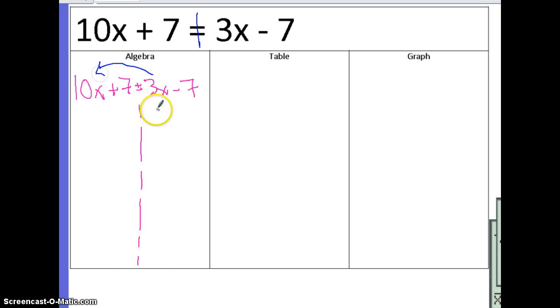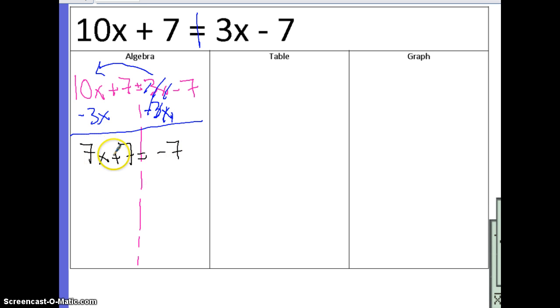I'm going to move the 3x onto this side, minus 3x. I do that by doing the opposite. This was positive 3x, so I needed minus 3x, which is obvious because 3x minus 3x is 0. Those cancel, and now I'm ready to move on to the next step. 10x minus 3x is 7x. The wall is the equal sign. The other side is -7.